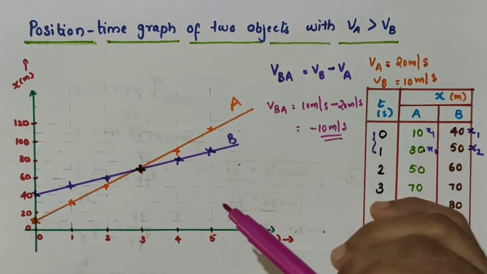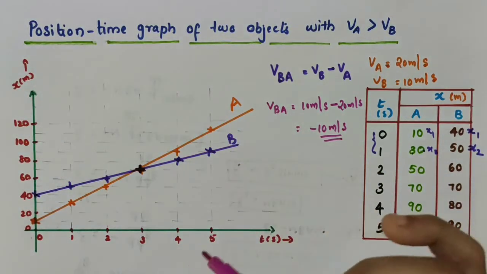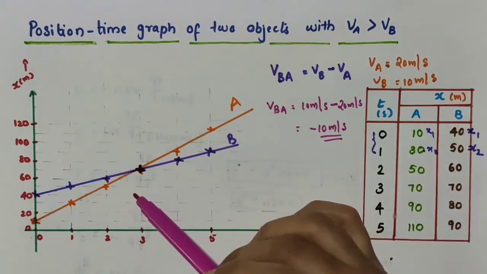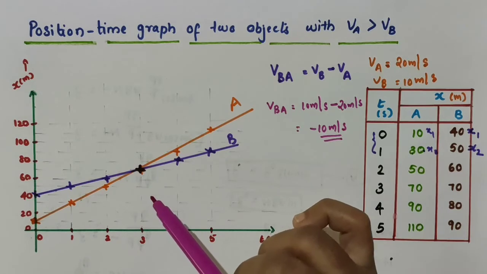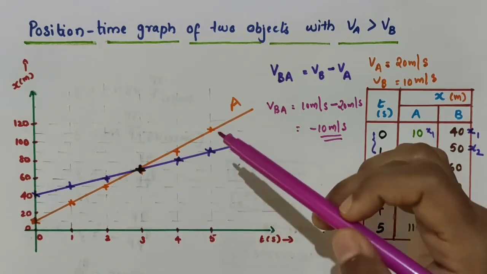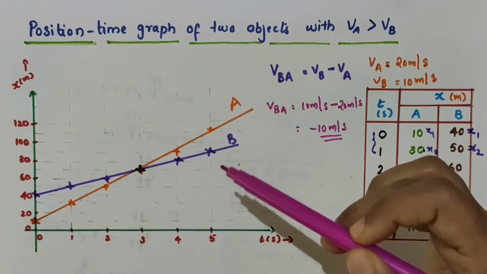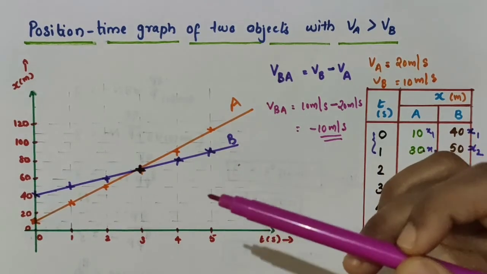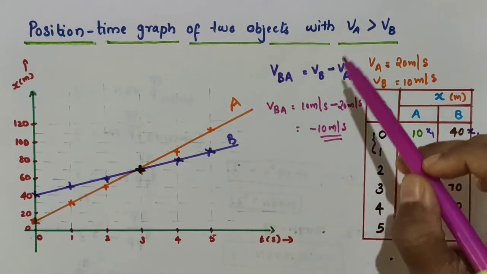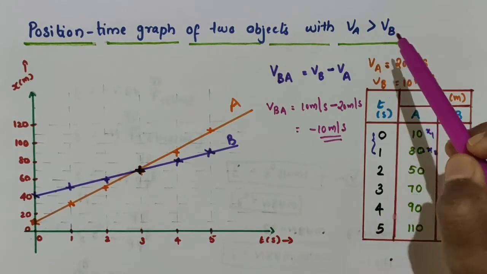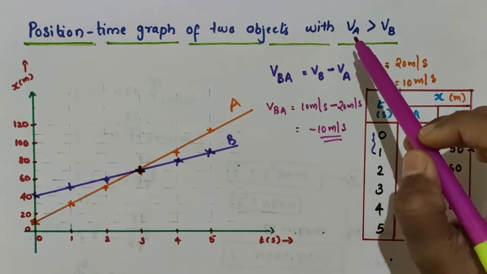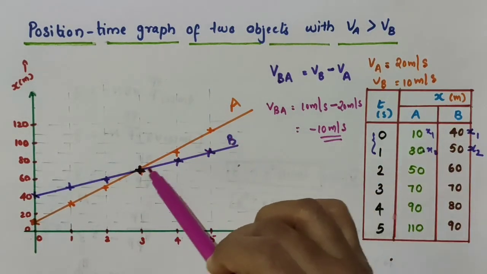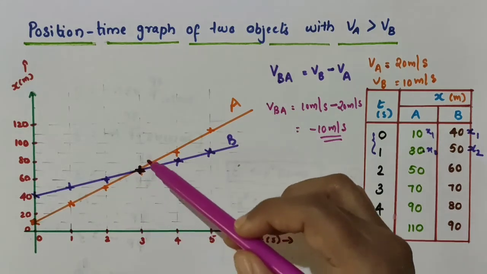So here we have discussed the position time graphs of two objects with unequal velocities, and we have shown the time of meeting. We know that when one object has more velocity than the other object, the object which has more velocity can overtake the other object. Here we have taken VA as greater than VB. So the object A can overtake the object B. So A overtakes this object B at this instant of time.